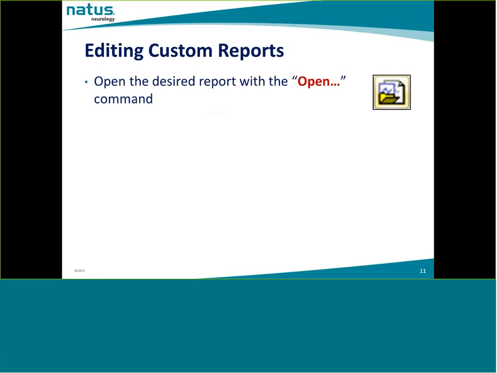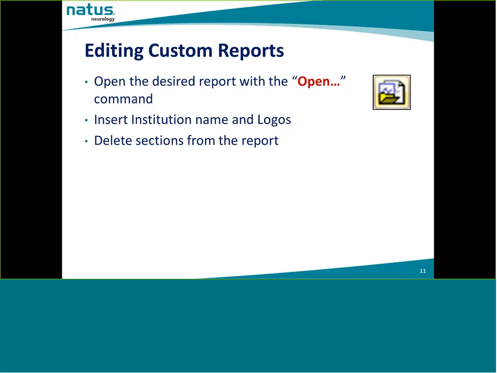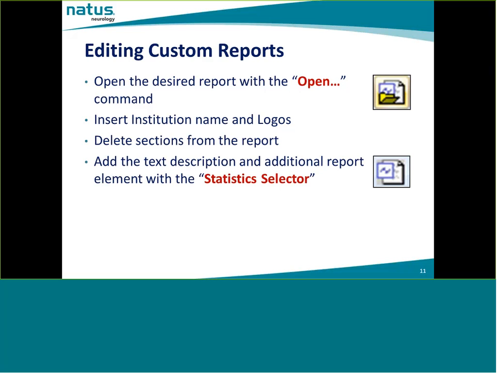So how do we go about editing the custom reports? You can first click on this icon, which is the first icon that I showed earlier on. Then you can change the institution name and logos. You can delete certain sections that you do not need from the report. You can add some new text description and additional report element with the statistics selector.